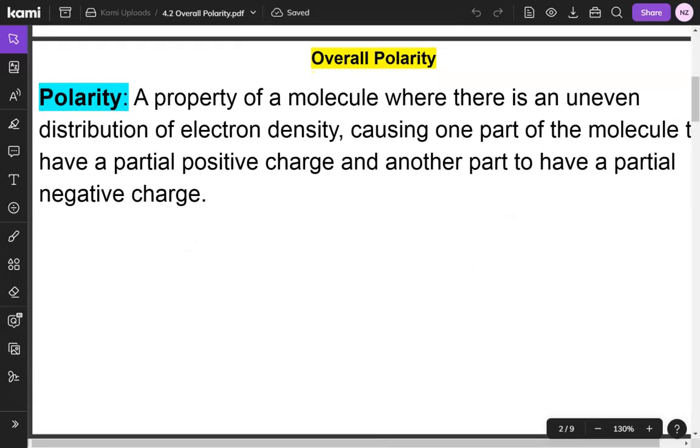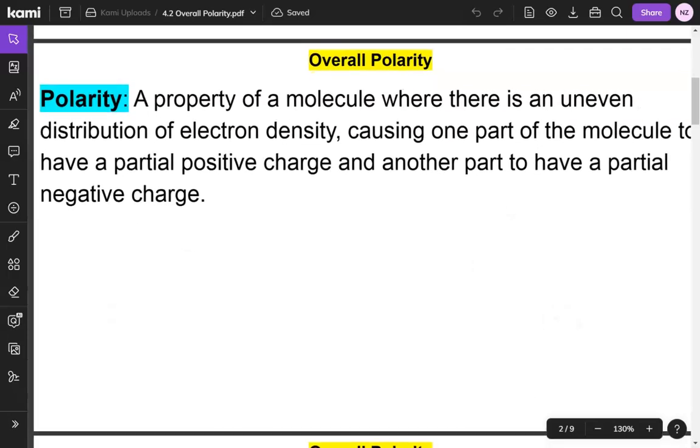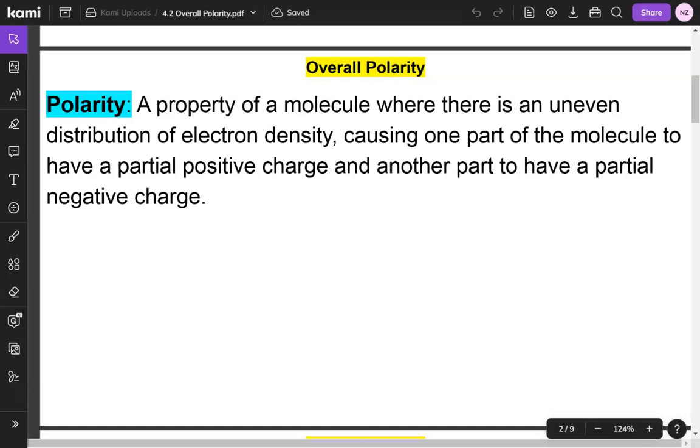All right, since we're talking about polarity and polar nonpolar, maybe we should define the word polarity. Well, polarity is a property of a molecule where there is an uneven distribution of electron density, which causes one part of the molecule to have a partial positive charge and another part to have a partial negative charge.